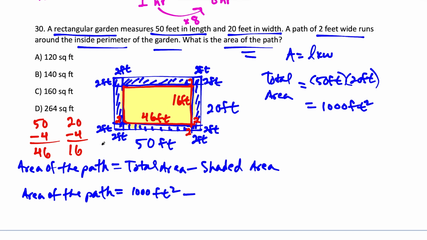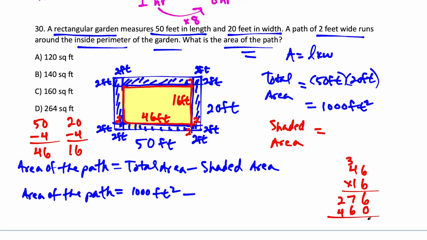So now to find the area of the shaded region here, I just have to do a little bit of multiplication. Okay, I'm going to have to do 46 times 16. So we'll just work that out over here. We have 46 times 16. And this is going to give us, we have 6 times 6 is 36. We carry the 3. 6 times 4 is 24, plus 3 is 27. We put a placeholder, and then we have 1 times 6, 1 times 4. We work this out, and we have 7 plus 6 is 13, carry the 1. So this gives us 736. So that is the shaded area.